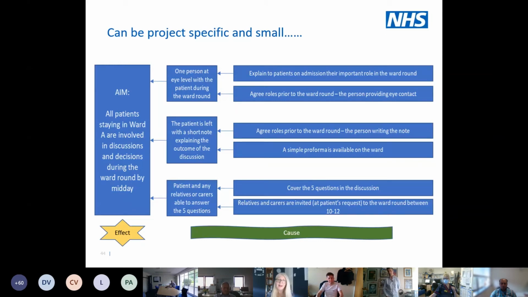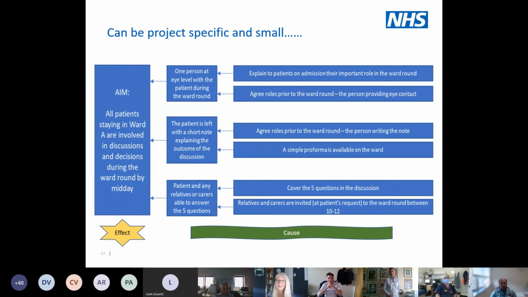So that's the effect. And then you've got primary and secondary drivers. So your primary driver may be, one person at eye level with the patient during the ward round. The patient is left with a short note explaining the outcome of the discussion, and the patient and any relatives or carers are able to answer the 5 questions, those being, why am I here, when am I going home, etc. And then the causes that will result to the effect that we want. Thanks, Nick. Just a little bit more detail. So your test for change may be explain to the patients on admission the importance of their role in the ward round, so that when you're at eye level with them, they're not alarmed.